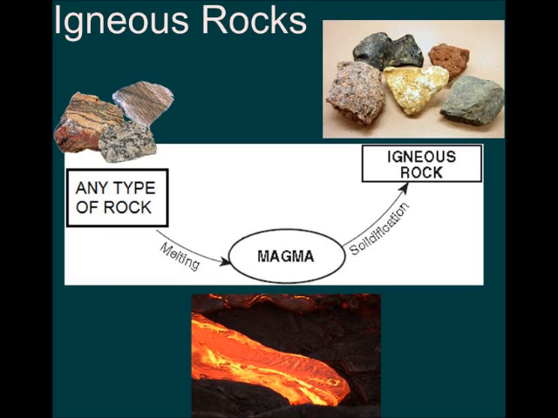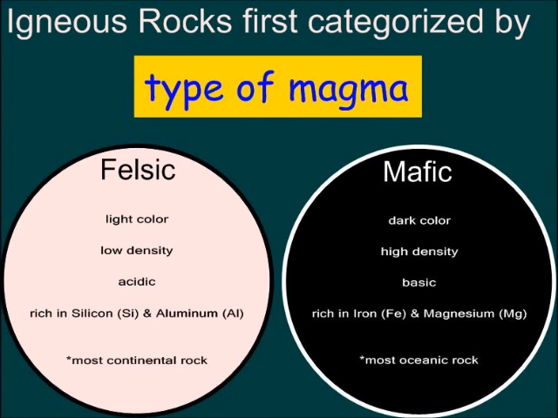So the first rock we'll consider is an igneous rock. Basically, any type of rock can melt, and it can turn into magma. If magma cools and it solidifies, that is what we call an igneous rock. Now, igneous rocks are categorized in 2 main ways. The first category is the type of magma that the igneous rock came from.